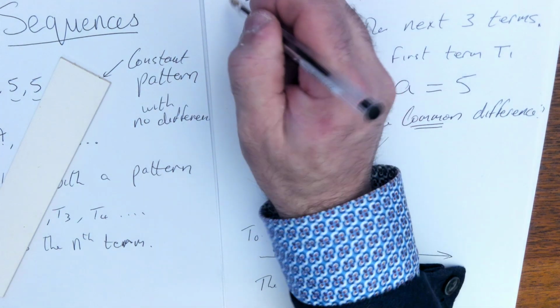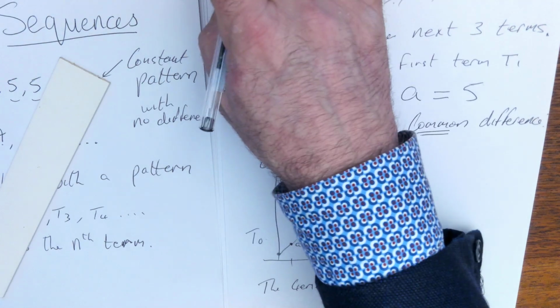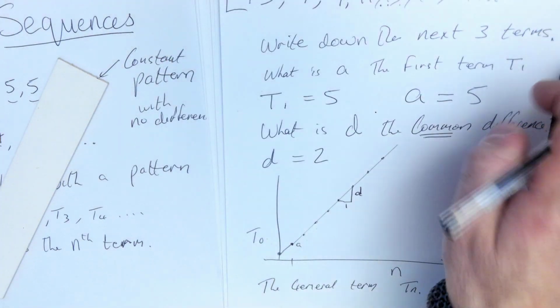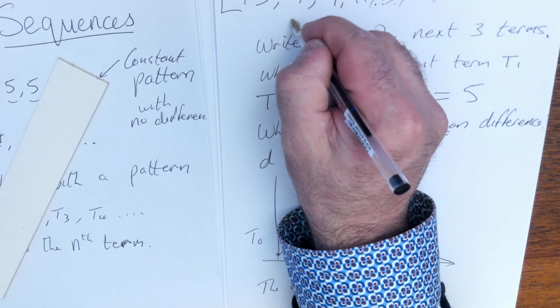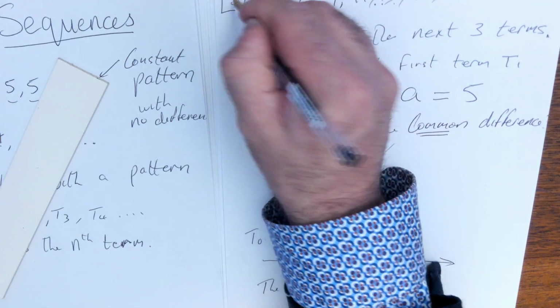So it goes like this. Well, what is term 0? Let's put it in a box here. We can just look at the pattern coming from right to left. So the pattern is take away 2 and take away 2. So I'll get a 3 here.